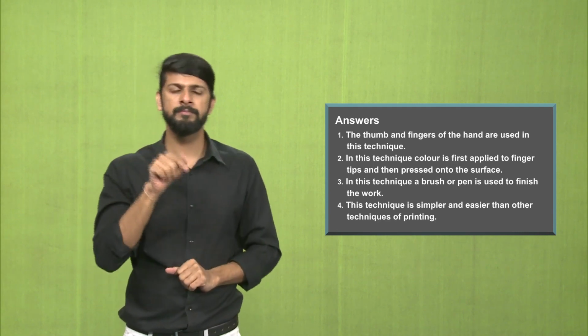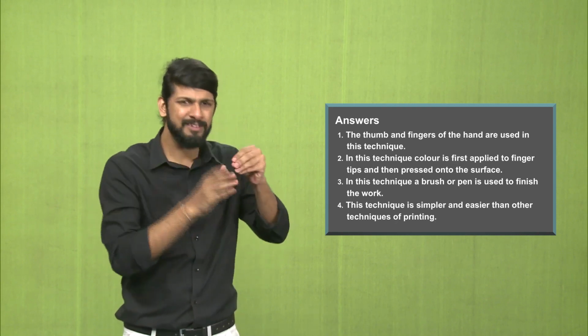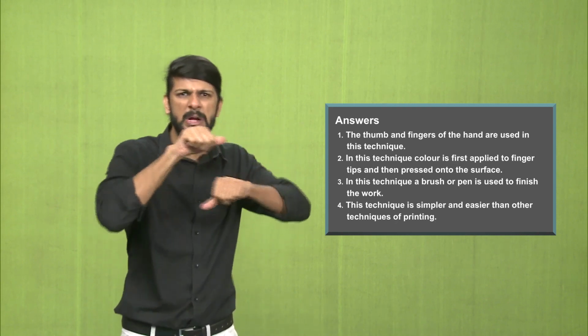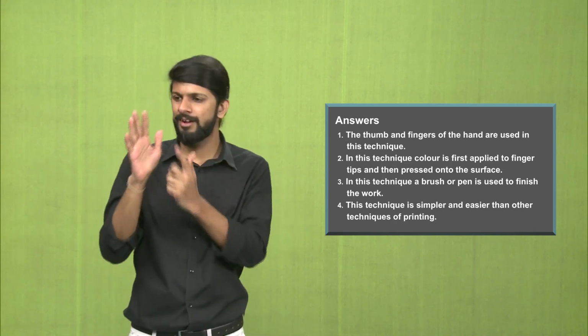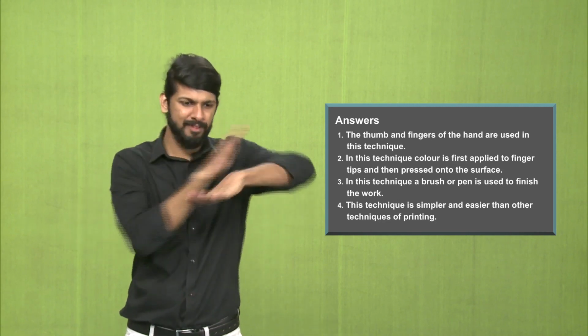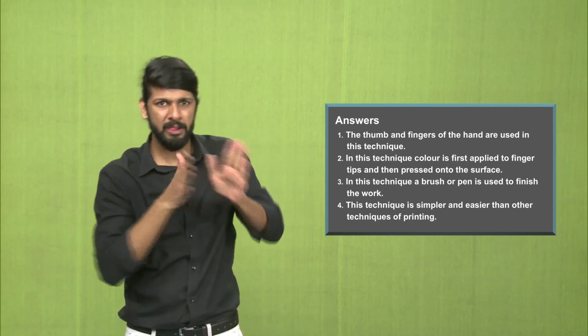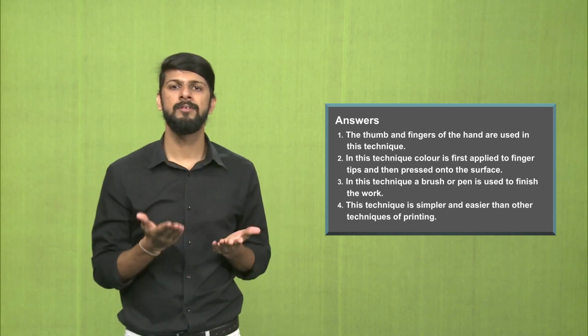Answer number 4. This technique is simpler and easier than other techniques of printing, because in the other techniques you have to carve the block first, but here your sole or your palm or your finger or your thumb is ready. You just have to dip it in the color and then get the desired impression.